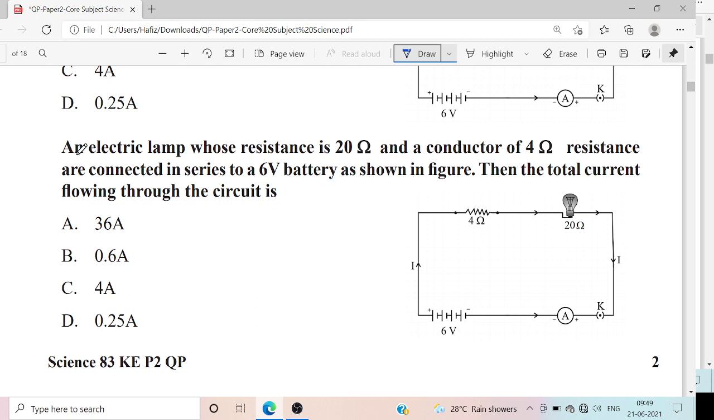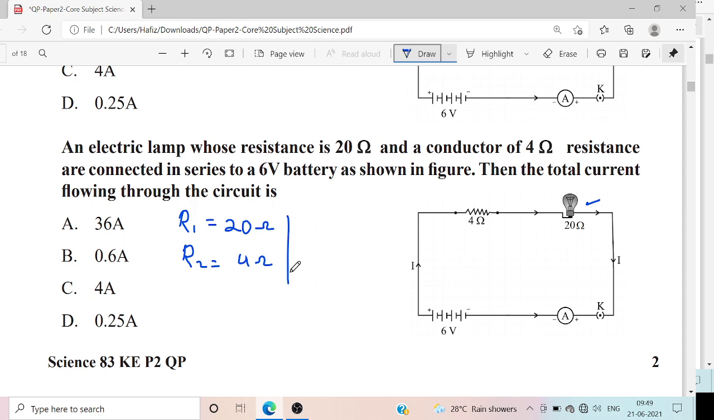The next question, which is from the chapter electricity, is on your screen. An electric lamp whose resistance is 20 ohm, and a conductor of 4 ohm resistance are connected in series to a 6 volt battery as shown in the figure. Then find the total current flowing through the circuit. Let us write what is given here. R1, the resistance of the first, that is the bulb, is 20 ohm, and R2, the resistance of the conductor, is 4 ohm.